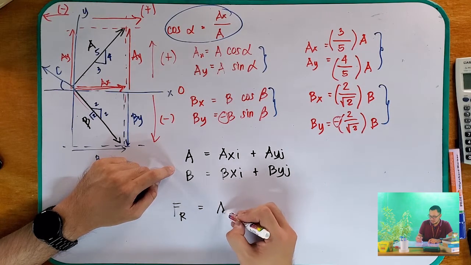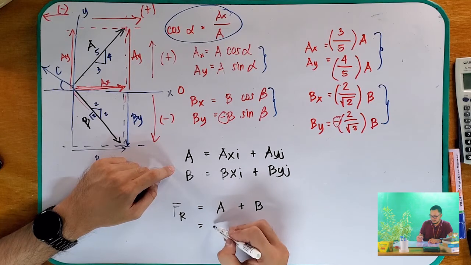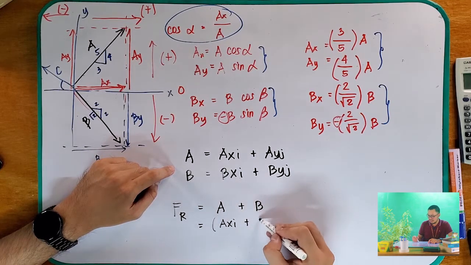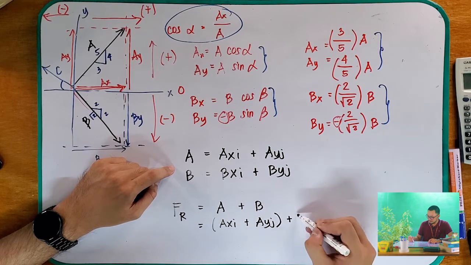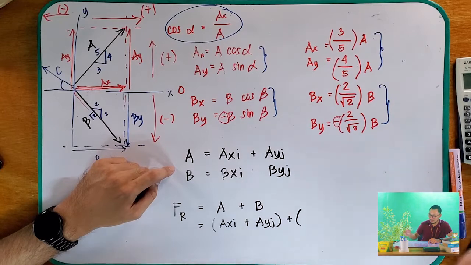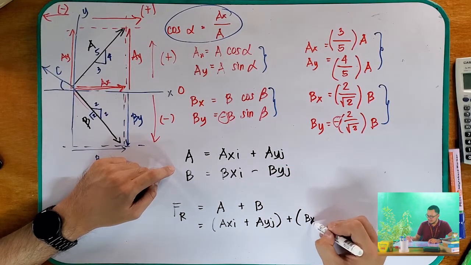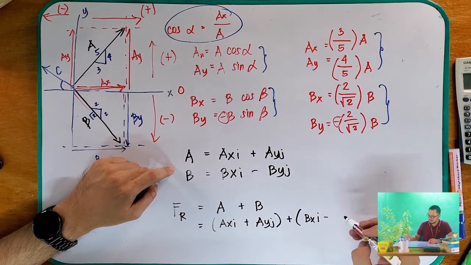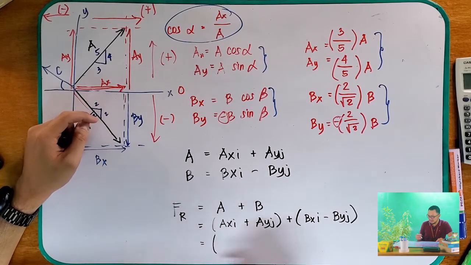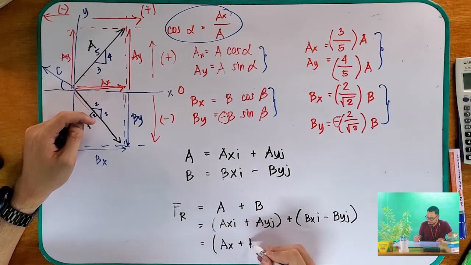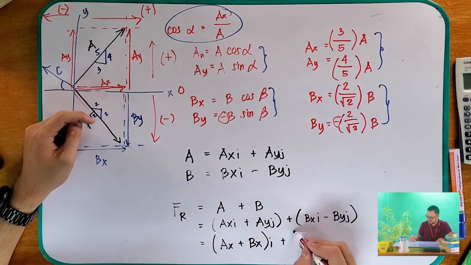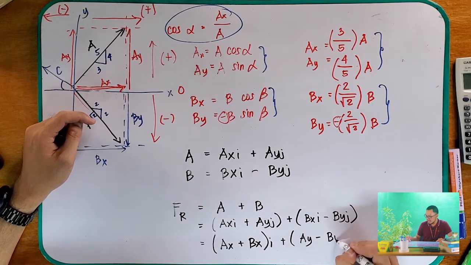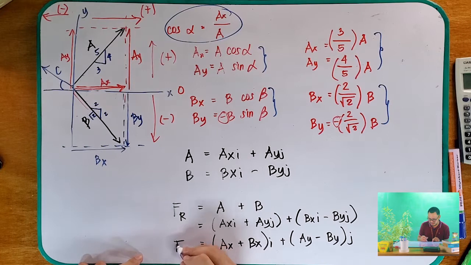A plus B is equal to Ax i plus Ay j, plus, take note again, this one is negative because it is going down, plus Bx i minus By j. Then we group the x's and y's. So we put them together: Ax plus Bx i plus Ay minus By j. So that is how it looks when using Cartesian vector notation.